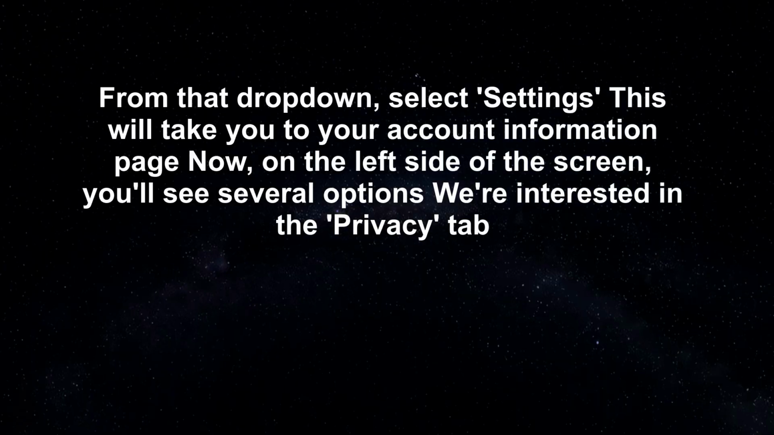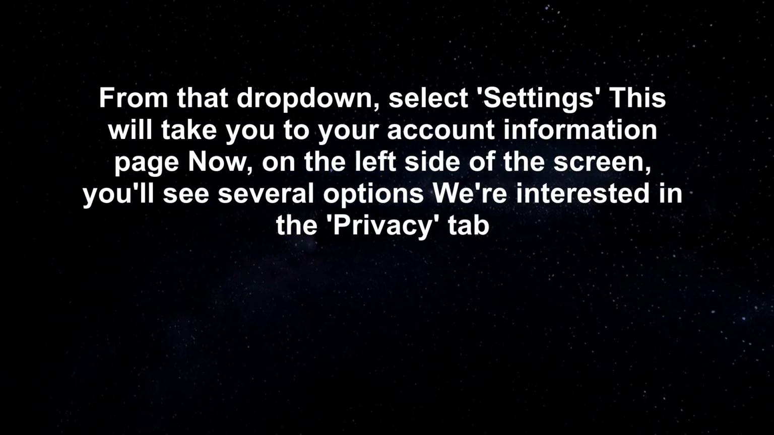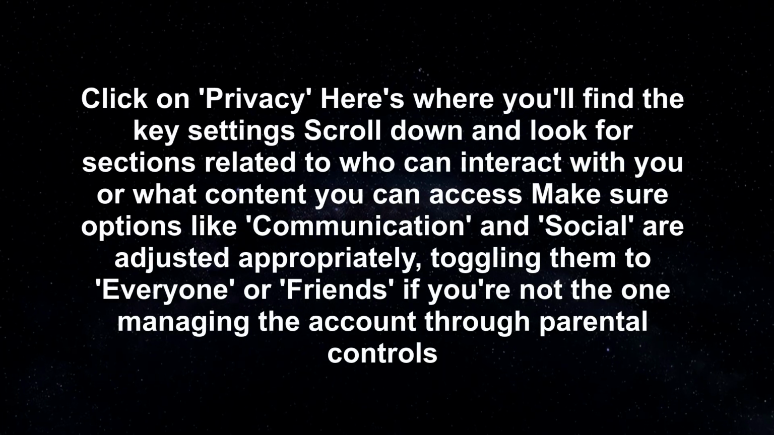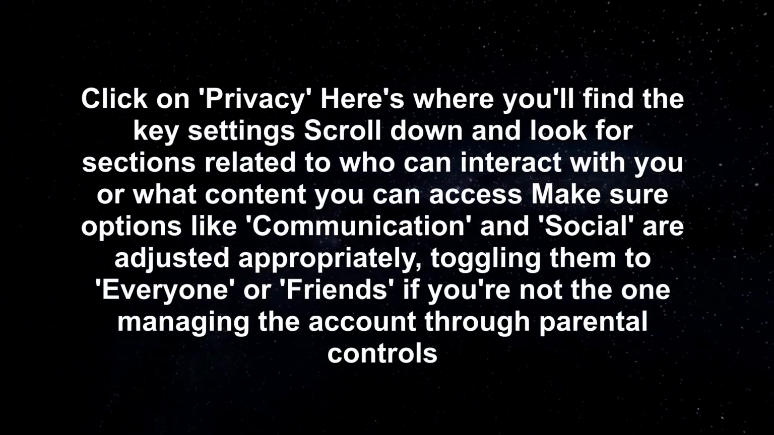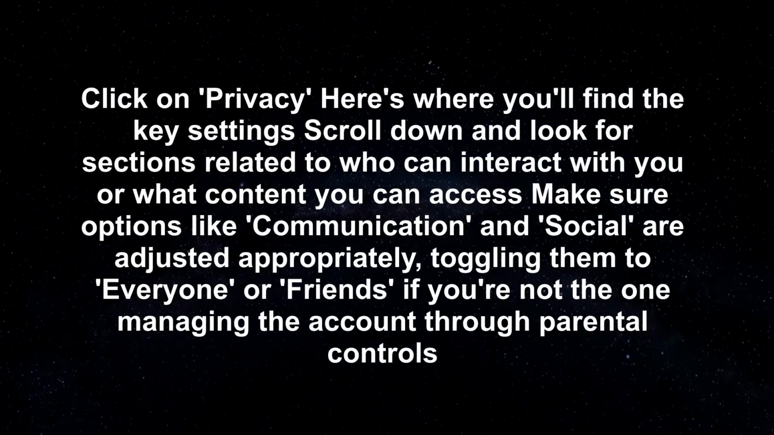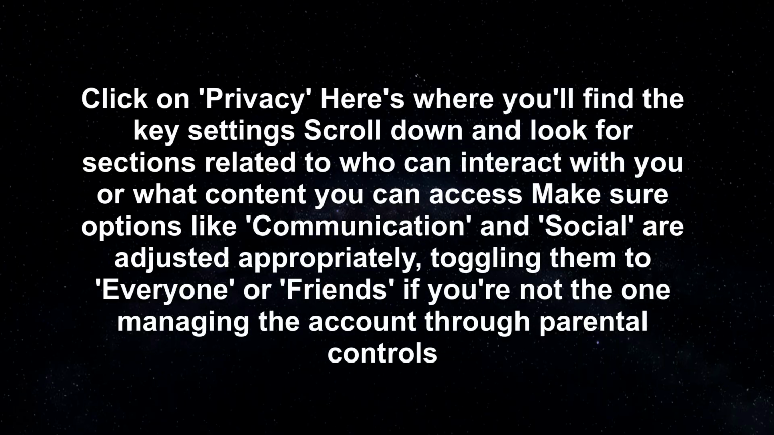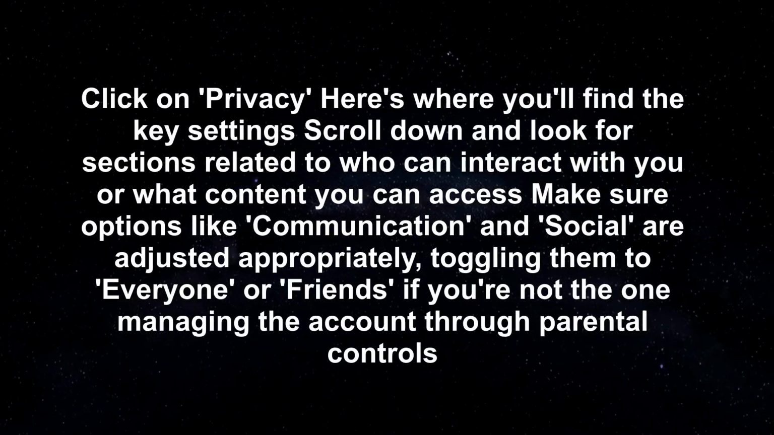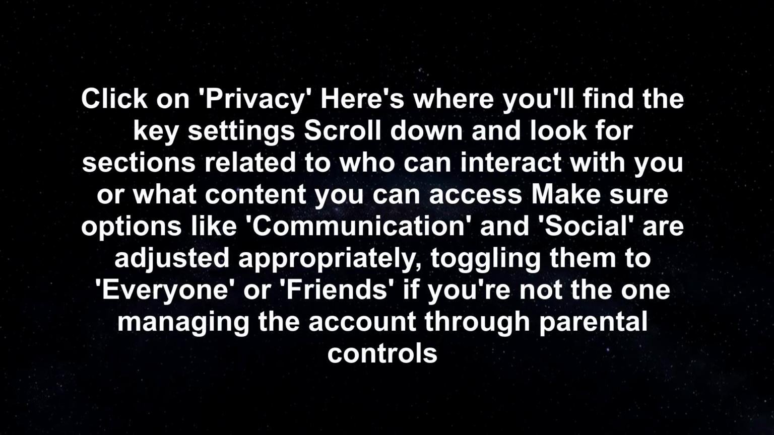Now, on the left side of the screen, you'll see several options. We're interested in the Privacy tab. Click on Privacy. Here's where you'll find the key settings. Scroll down and look for sections related to who can interact with you or what content you can access. Make sure options like communication and social are adjusted appropriately, toggling them to everyone or friends if you're not the one managing the account through Parental Controls.